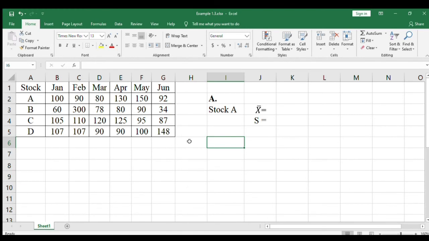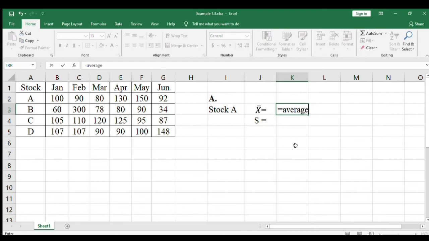Okay, now open Excel and we do question A. So please remember, the symbol for the sample mean is X bar, and the symbol for the sample standard deviation is S. Okay, so you can use the function AVERAGE in Excel to calculate the sample mean of stock A. So you choose the stock prices in 6 months, and the average stock price is $107,000.